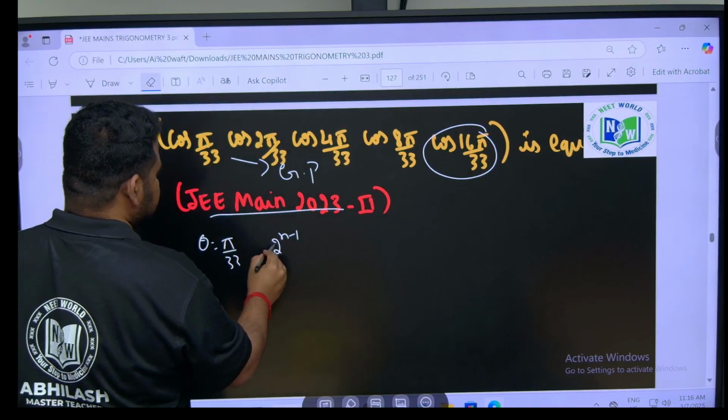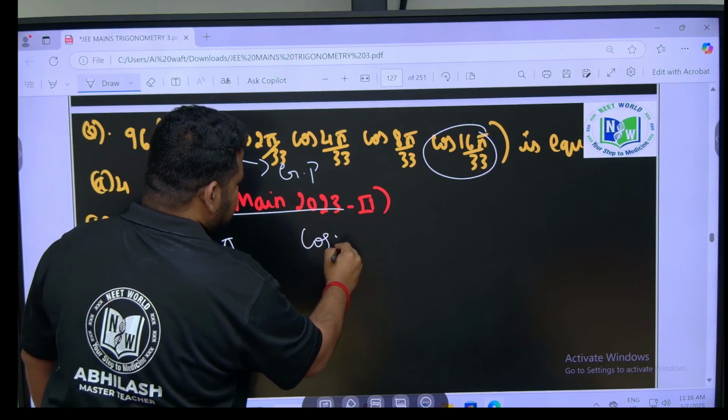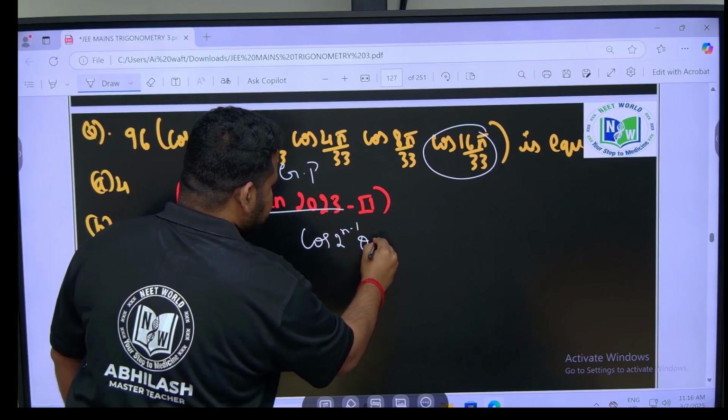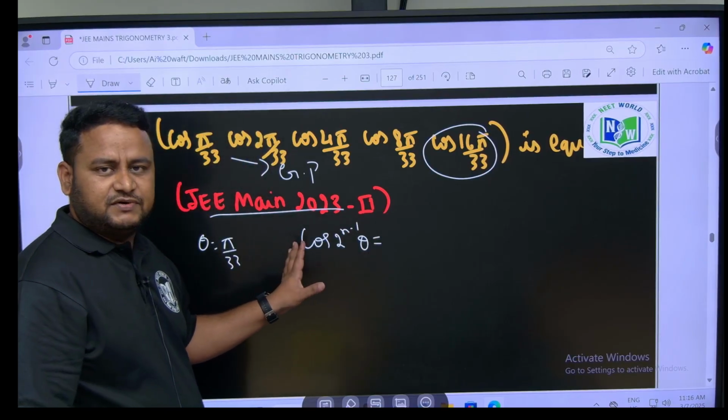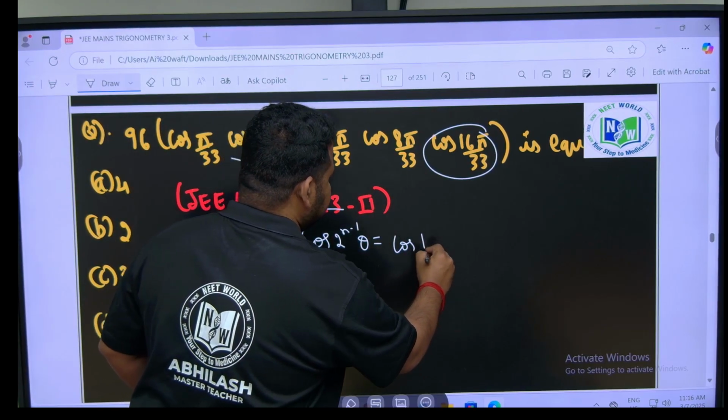Okay, let me write down this. Let me write down here for your understanding. Here cos of 2 to the power of n minus 1 into theta is what, friends? Cos of 2 to the power of n minus 1 into theta is nothing but cos of 16 pi by 33.